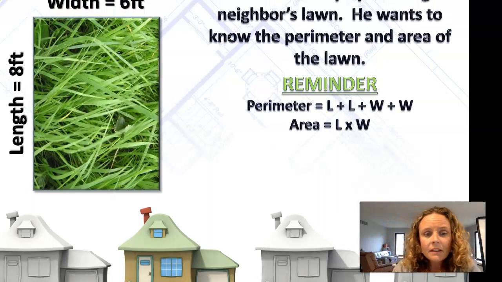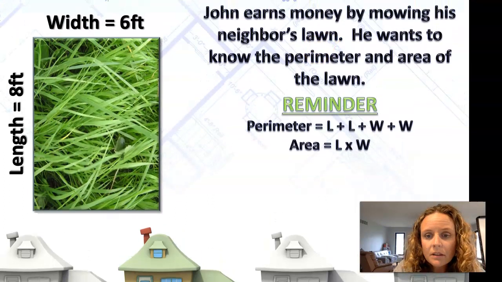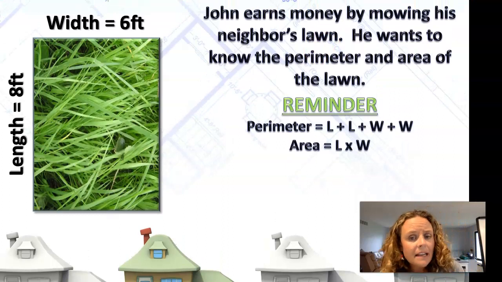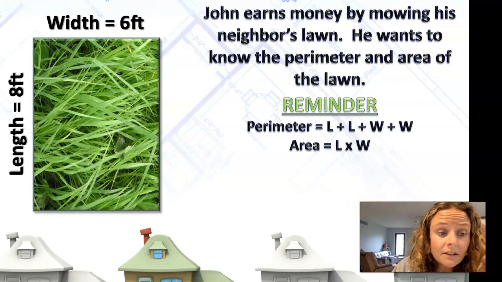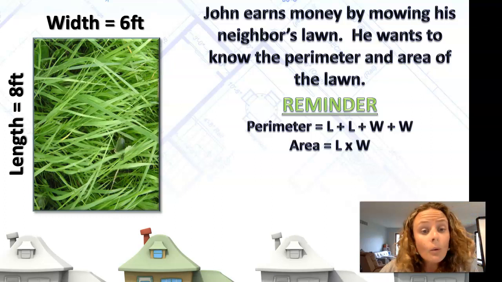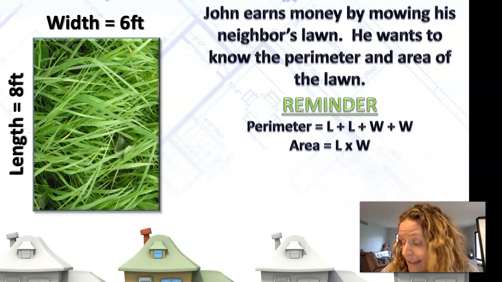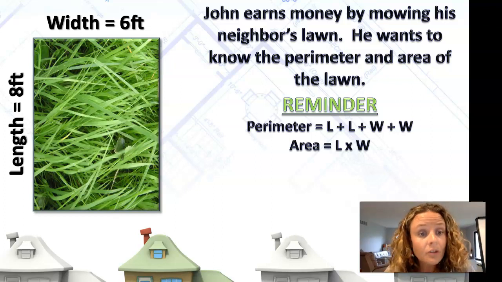Alrighty, friends. Let me see if I can bring this up a little bit here. John earns money by mowing his neighbor's lawn. He wants to know the perimeter and the area of the lawn. So for perimeter, he's going to use the formula length plus length plus width plus width. Length looks like it's 8 feet, so 8 plus 8 is 16, whereas the width looks like it's 6. 6 plus 6 is 12. So if we're adding 16 plus 12, we know the perimeter is going to be 28. But you're right, we can't just say 28. We need to add the label of feet.